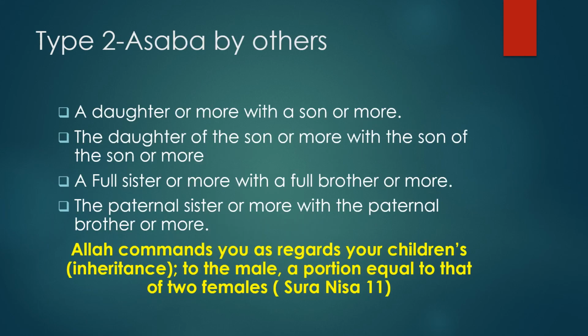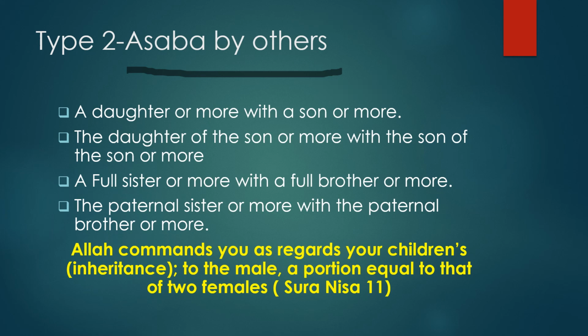The second type is asaba by others. The first one is asaba by themselves. That is the good term, rather than self asaba. Asaba by themselves, that was the very good term for asabatum bin nafs, the first type. Here, asaba by others, because they are not asaba by themselves, rather they are asaba by others. We can check it. Please note it.